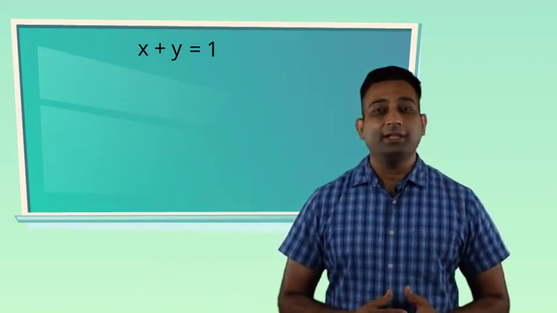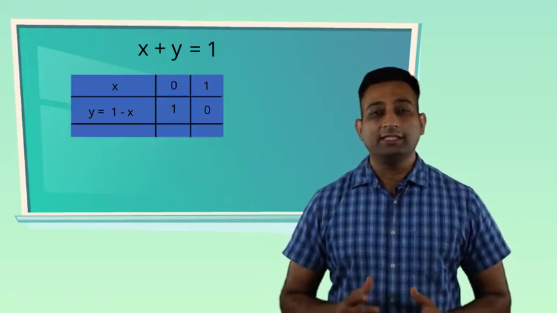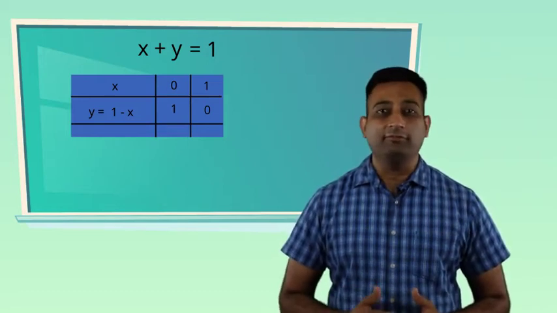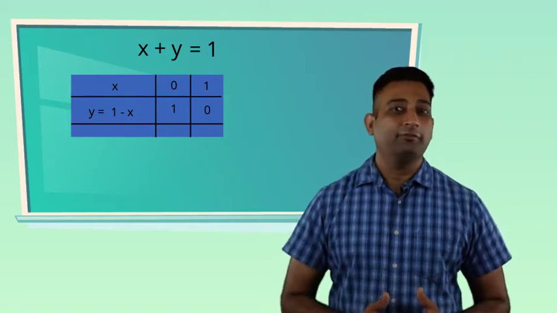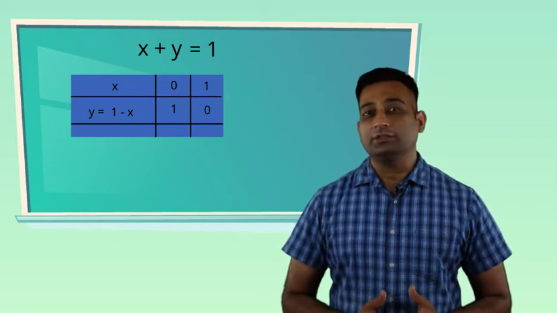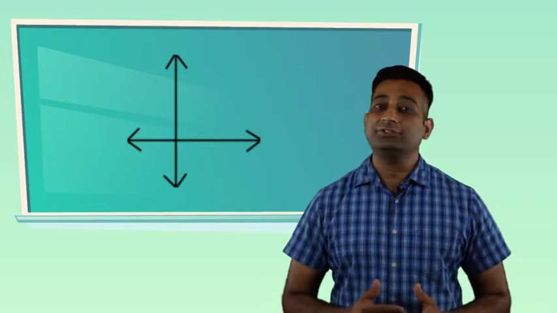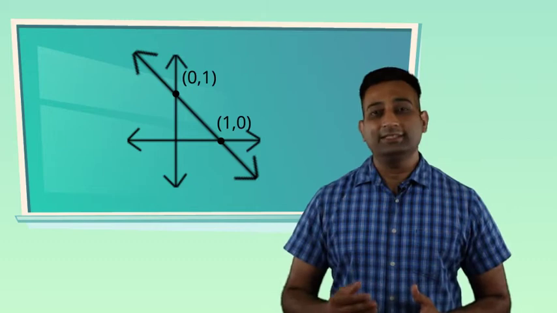Let us take an example, x plus y is equal to 1. You can see that when we put x equal to 0, we get y as 1, and when we put y equal to 0, we get x as 1. When we plot this on the Cartesian coordinate system, we can see that it represents a straight line passing through two points (1, 0) and (0, 1). Now let us discuss how to solve the pair of linear equations in two variables graphically.